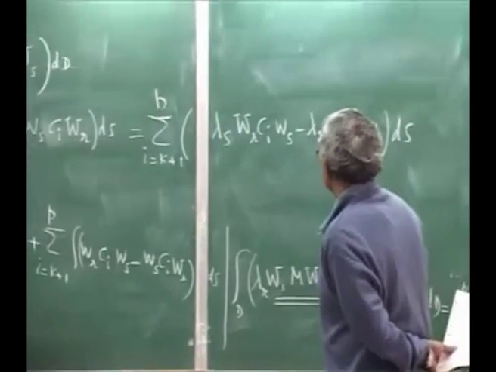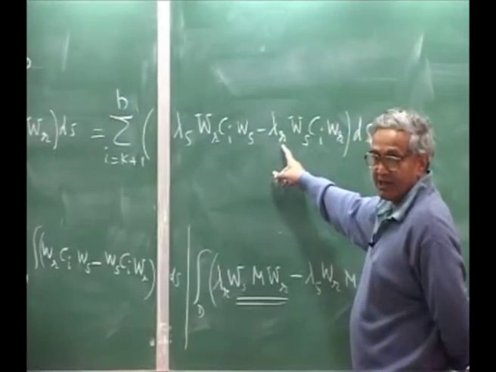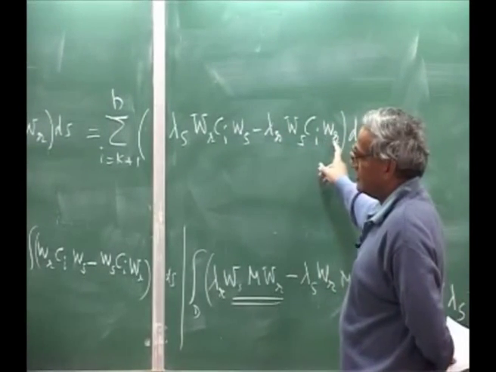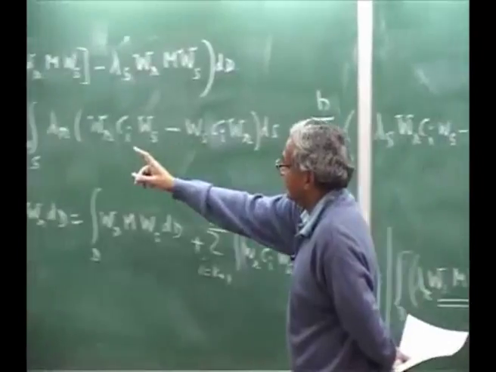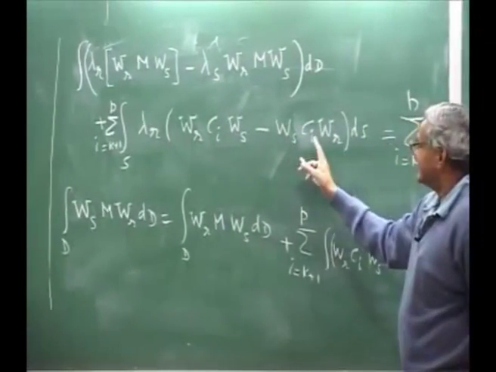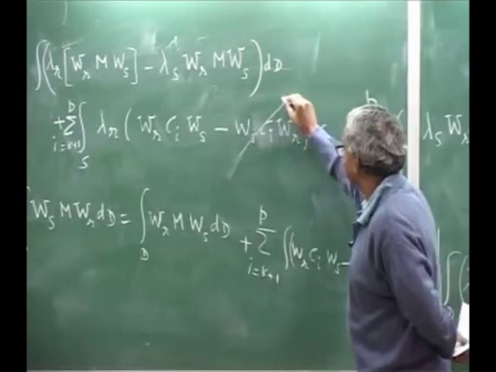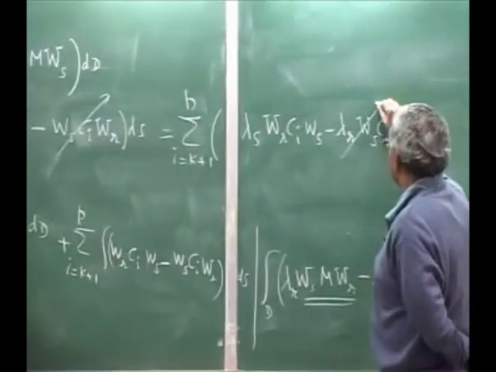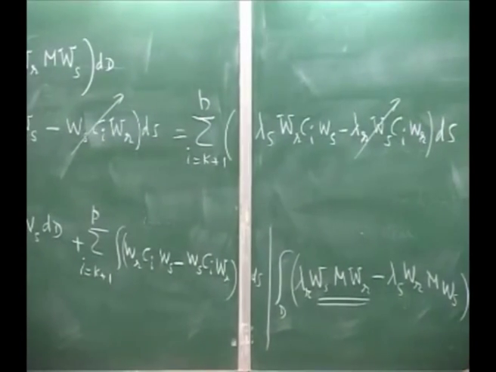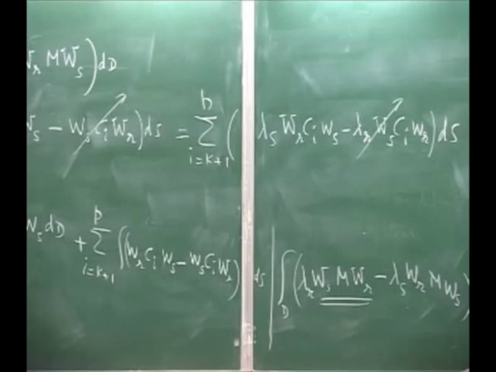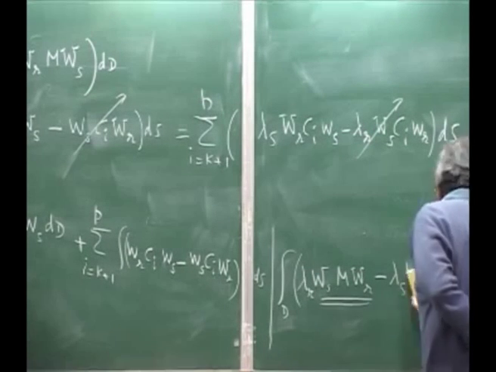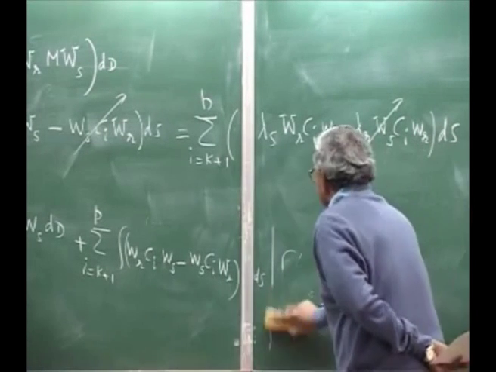You have here lambda R W S C I W R, lambda R W S C I W R. So those two terms will cancel out. Okay. Leaving behind, please understand, I am now erasing everything and putting it in a very compact form.